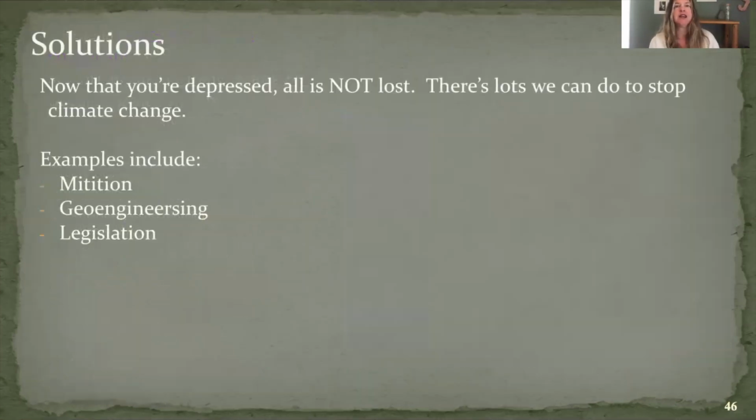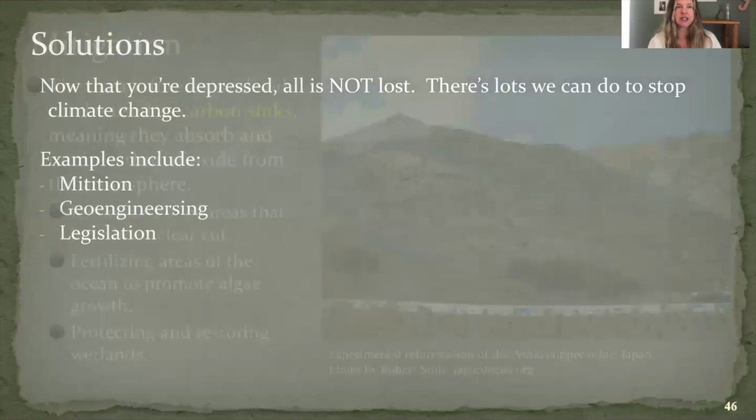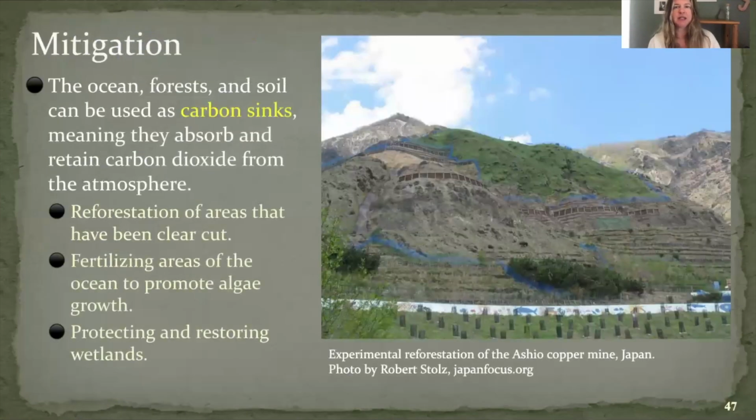Okay, solutions. Now that you're depressed, all is not lost. There's lots we can do to stop, shift, change and mitigate climate change. We can do mitigation, spelled wrong too. Really, Mitchell, before you start recording these things, maybe you should spell check. Geoengineering, it's similar to mitigation, but different. I'm embarrassed. And legislation.